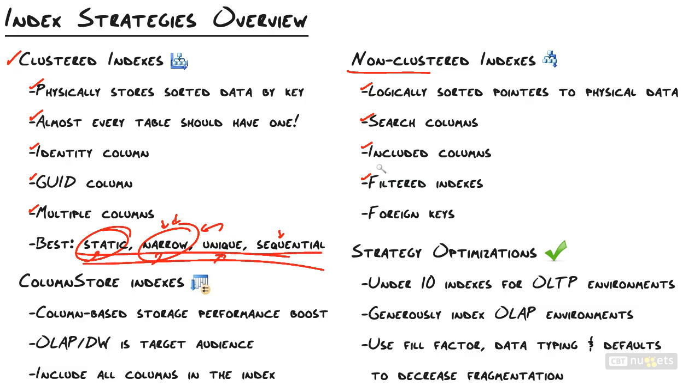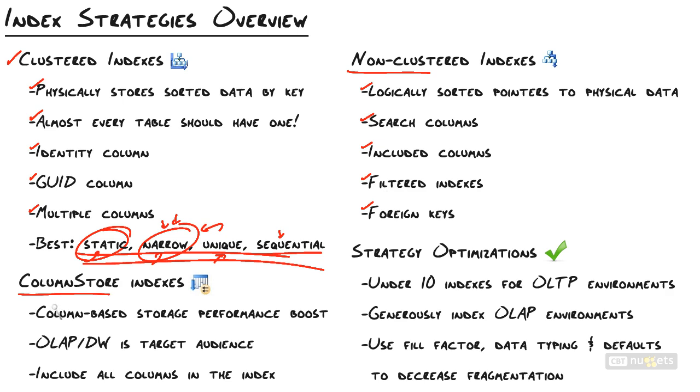Great for sparse columns, or great for popular subsets of data, because we can really speed up queries that hit that subset of data. And another one that we've mentioned quite a bit, one of the greatest strategies when it comes to non-clustered indexes is indexing your foreign keys. That is a best practice, and you should pretty much always do it.